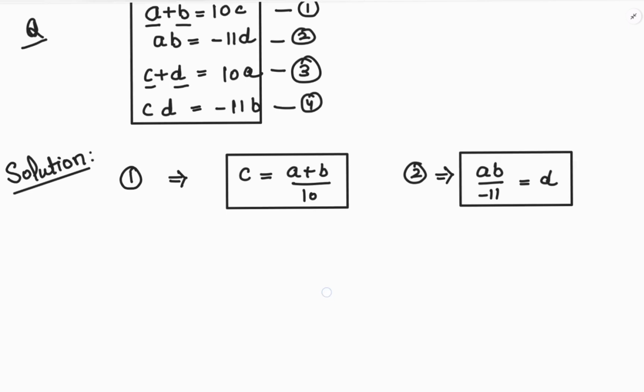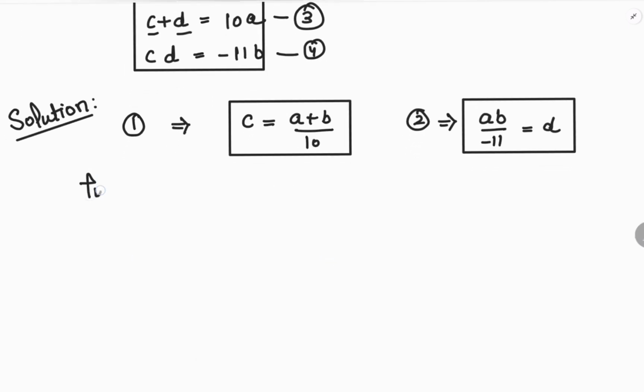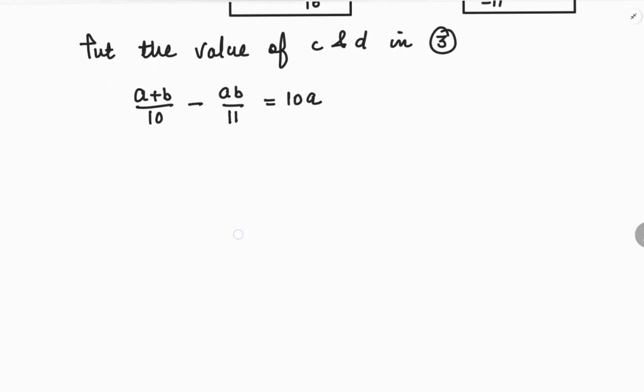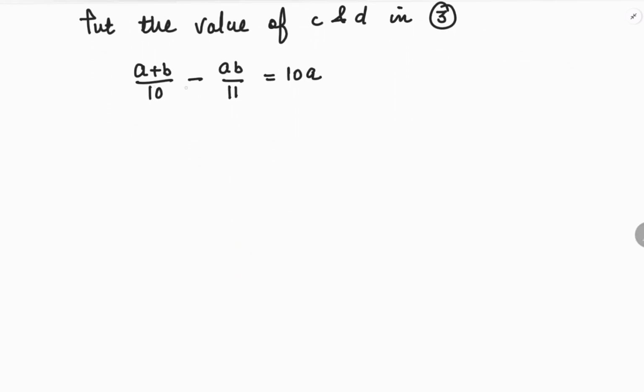What will I do now? I will substitute the value of C and D in equation 3. Okay, so let us see what we get. So equation 3 says that C, right, plus D. Plus D means D is minus AB by 11. So I can write this is equal to 10A, right? Okay, and now I will try to solve this equation. So we have A plus B by 10 minus AB by 11 is equal to 10A.